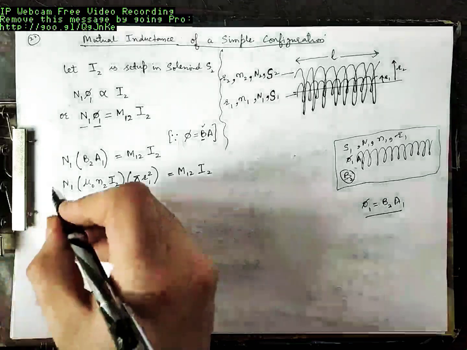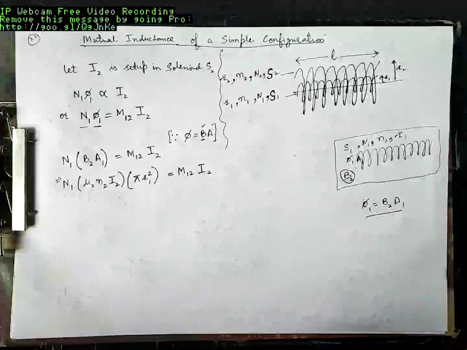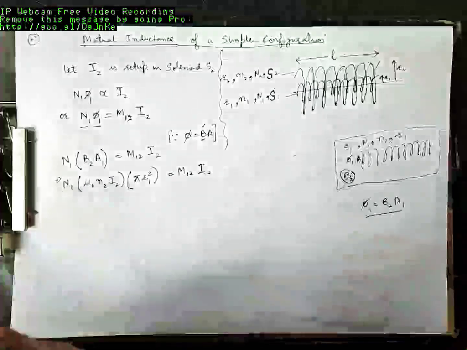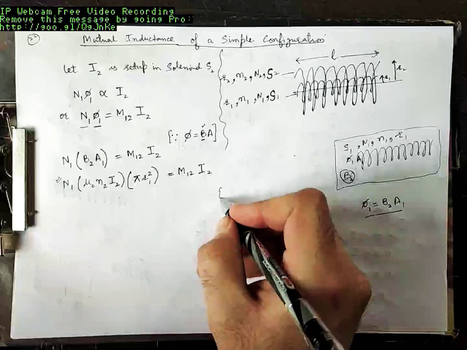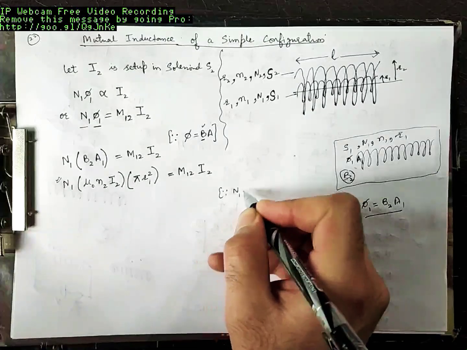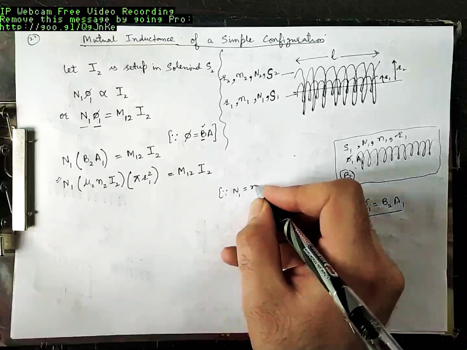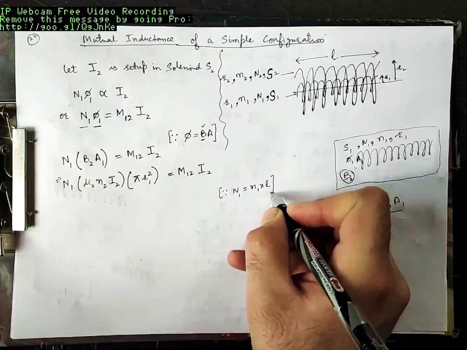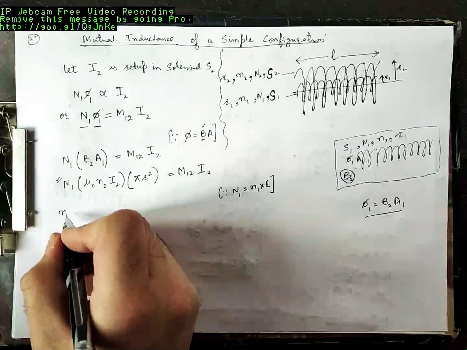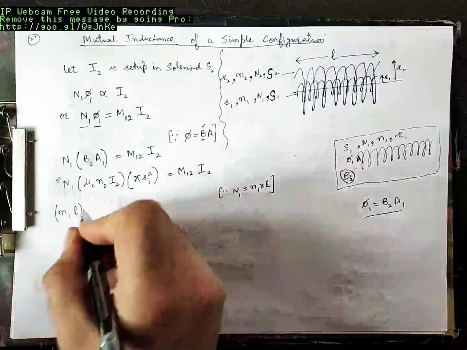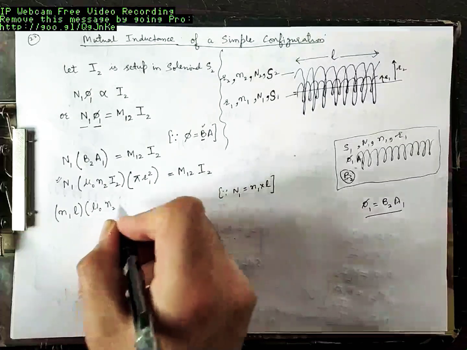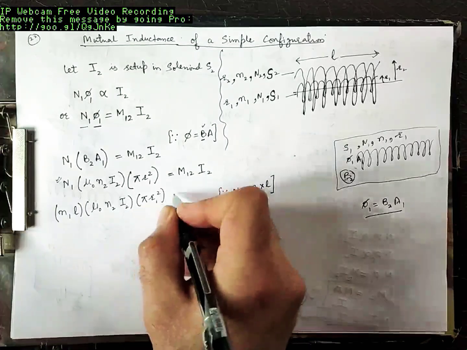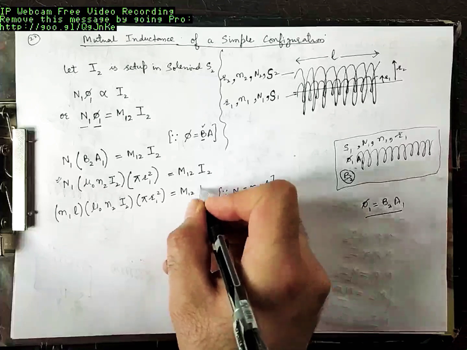Also, this N1 is the total number of turns of solenoid 1. We can also represent this N1 as, since we know N1 is the total number of turns of solenoid 1, small n1, number of turns per unit length of solenoid 1, into L, length of solenoid. So I will represent this as small n1 L, mu naught N2 I2, pi R1 square is equivalent to M12 I2.